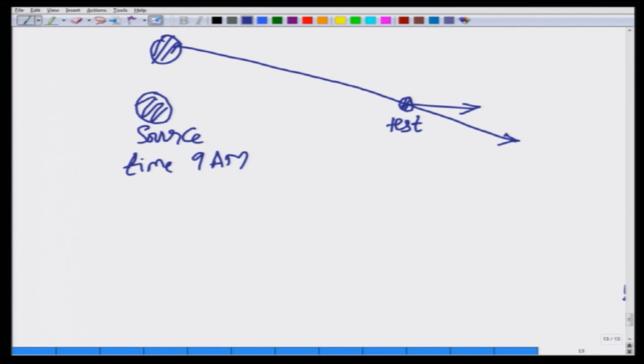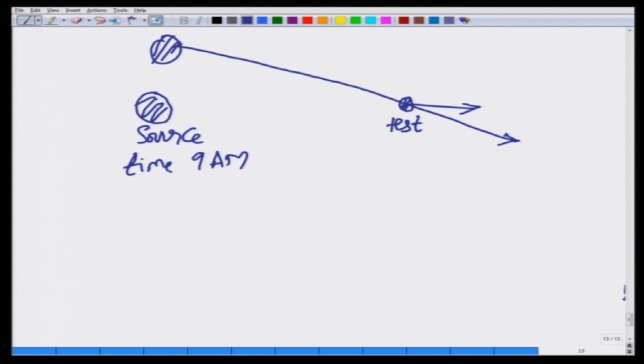Now, the question is, and this is true, you can calculate how much force the second charge, or the test charge, will experience because of the new location of the source, using Coulomb's law. There is nothing wrong with that particular calculation. It will give you an exact result, or at least approximately a very good result.